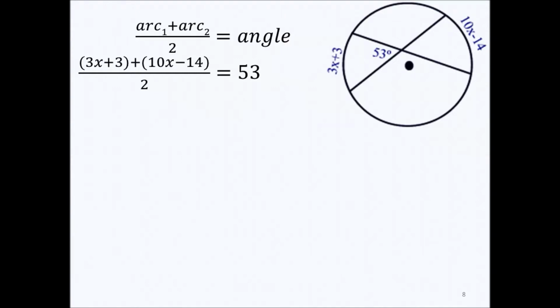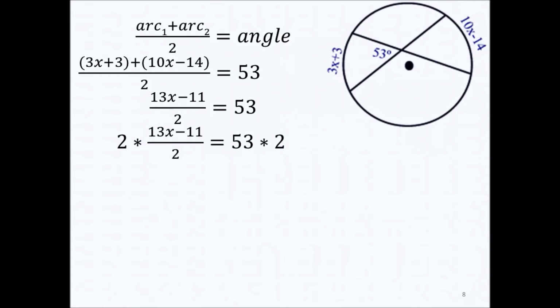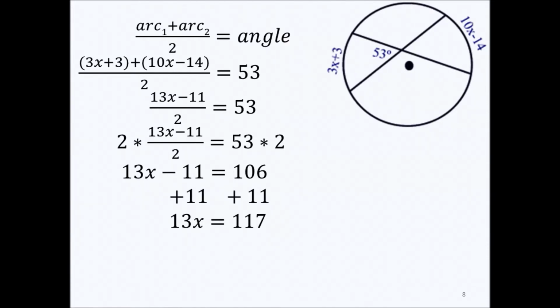The rest becomes algebra. We multiply 2 to both sides. After simplifying, 53 times 2 is 106. Now we're going to add 11 to both sides. 13x equals 117. Then we divide both sides by 13. And finally, 117 divided by 13 is equal to 9.